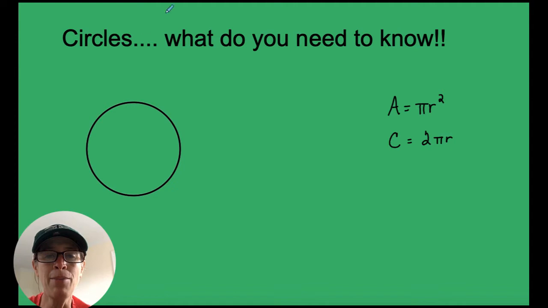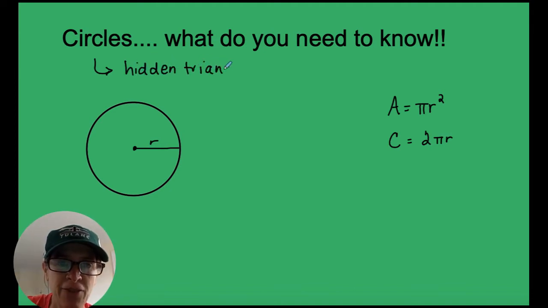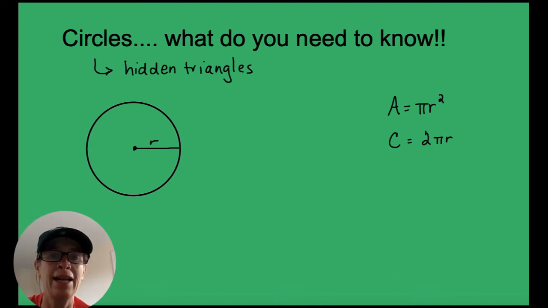But I remember that when you learn about circles when you're little, you tend to put a dot in the middle and draw the radius straight out like that. And I've got to tell you, it's really not a good way to do it. Why? Because circles have hidden triangles in them. And if I draw a radius like that, I don't even get close to seeing a hidden triangle.